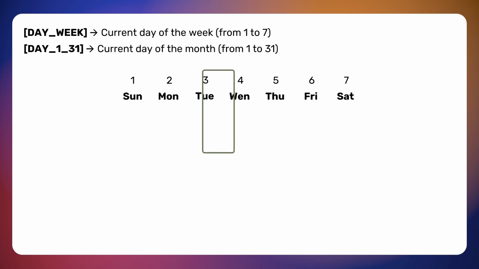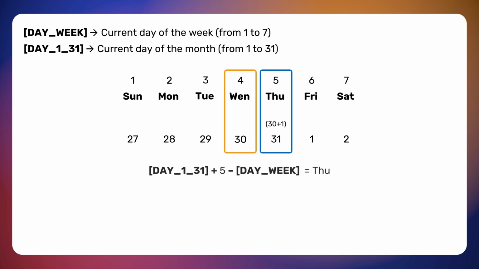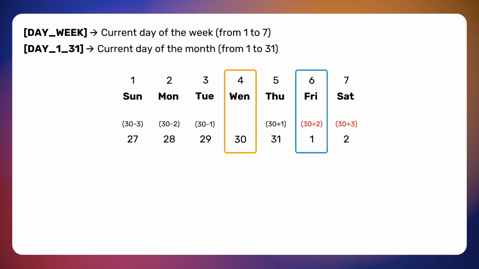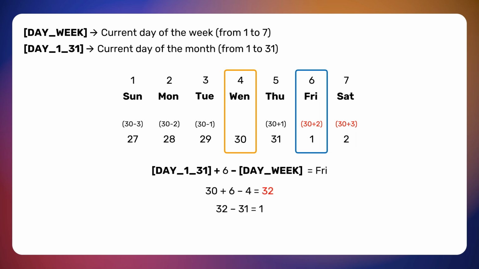For example, let's say that today is now Wednesday the 30th. Thursday would be 30 plus 1, which we can get using the expression for Thursday. 30 plus 5 minus 4 equals 31. But if we add the same logic for the other days, the result will be wrong for Friday and Saturday, which will give us the values 32 for Friday and 33 for Saturday. But if we subtract 31 from both of these values, we get the correct result, which are 2 and 1.